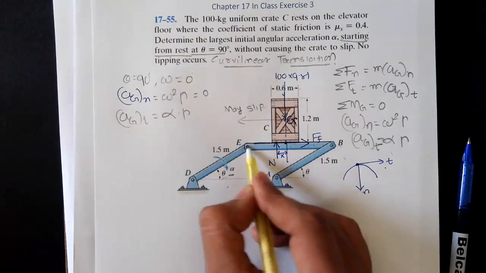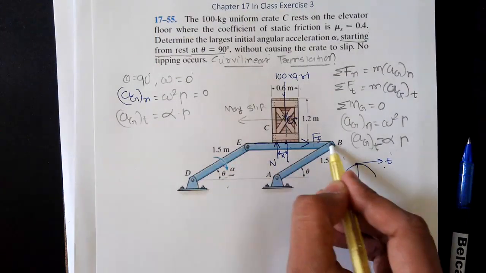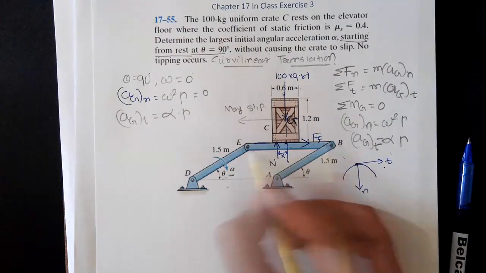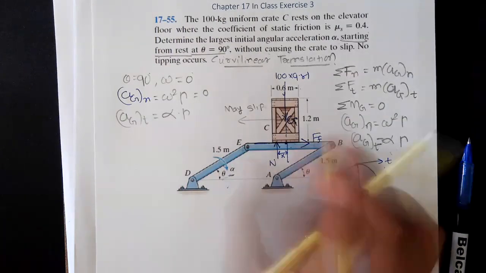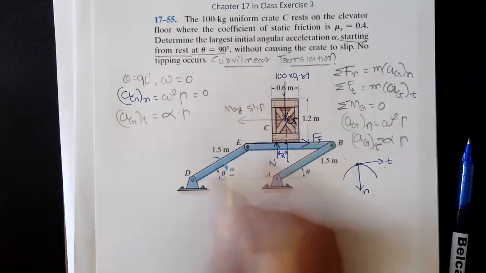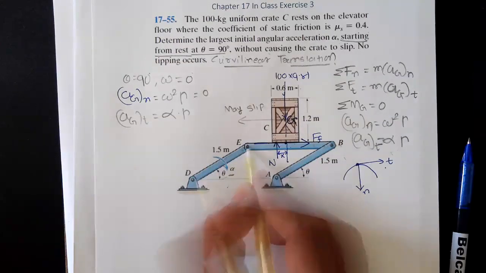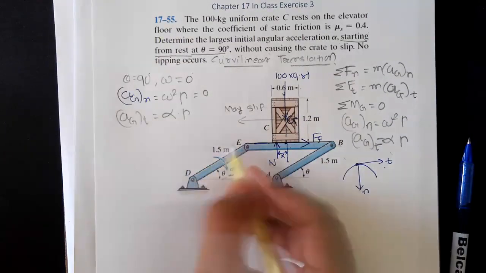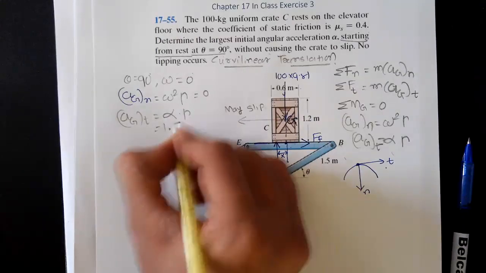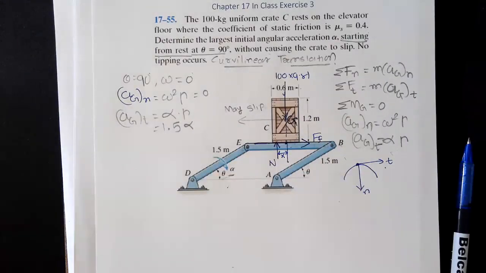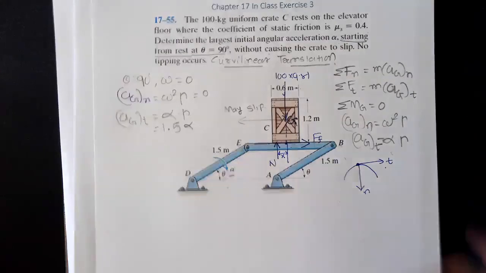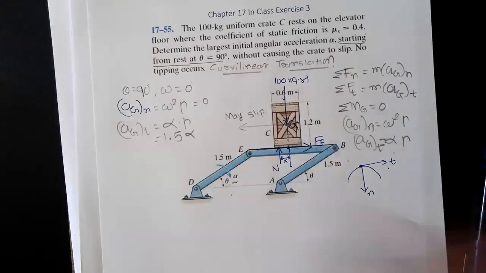So whatever is the velocity of point E will be the same as for point B, because this is a fixed link. It does not rotate while the system rotates. So we consider this distance as our radius, that is 1.5 meters. So this is 1.5 times alpha, that is the tangential acceleration. So now we can apply this equation.